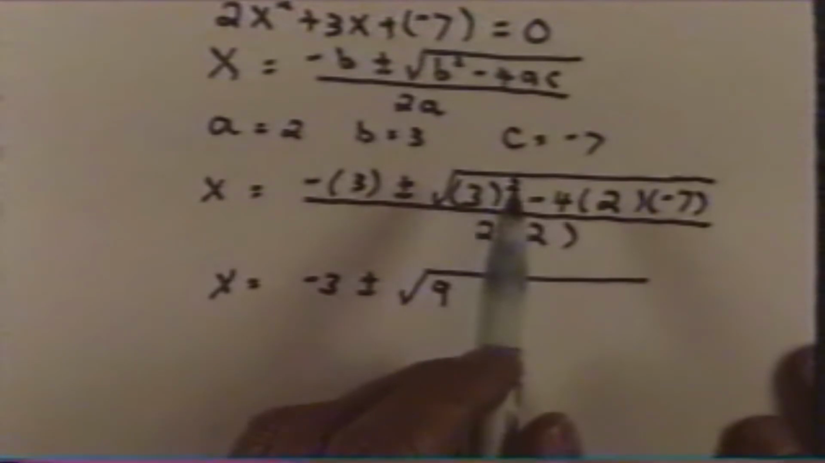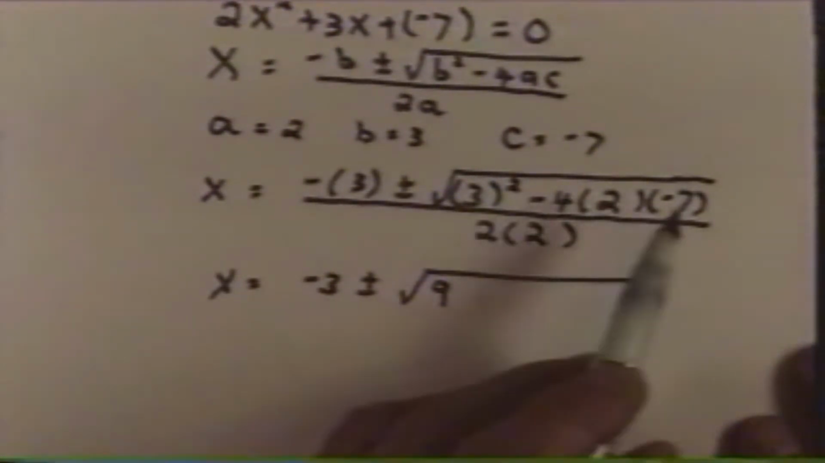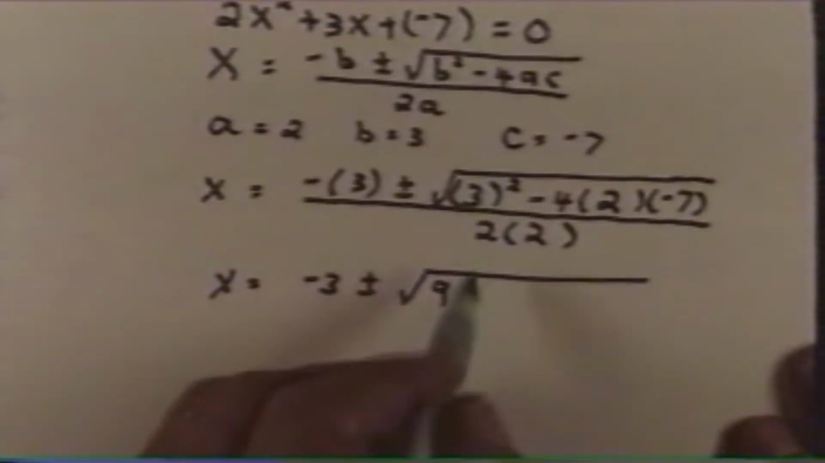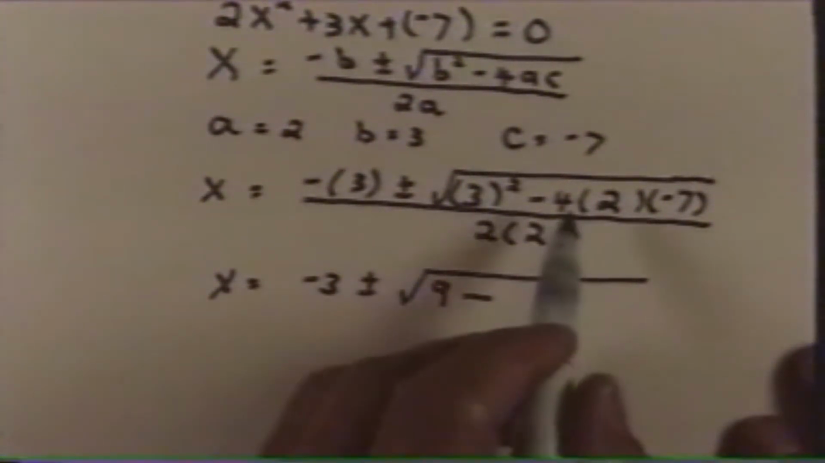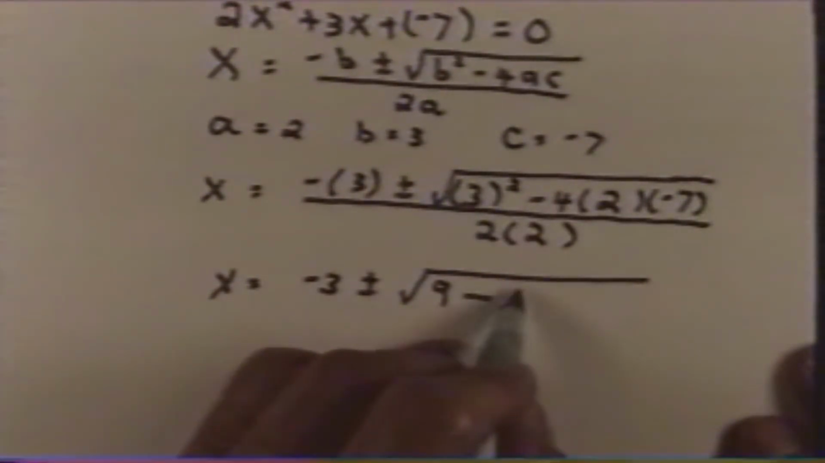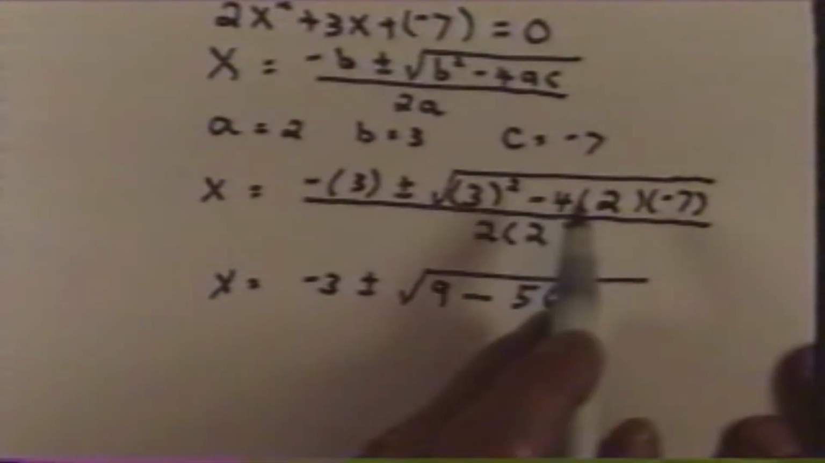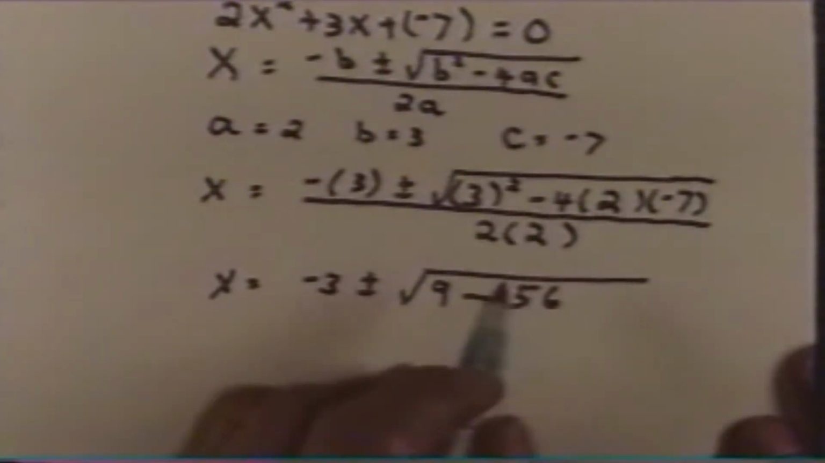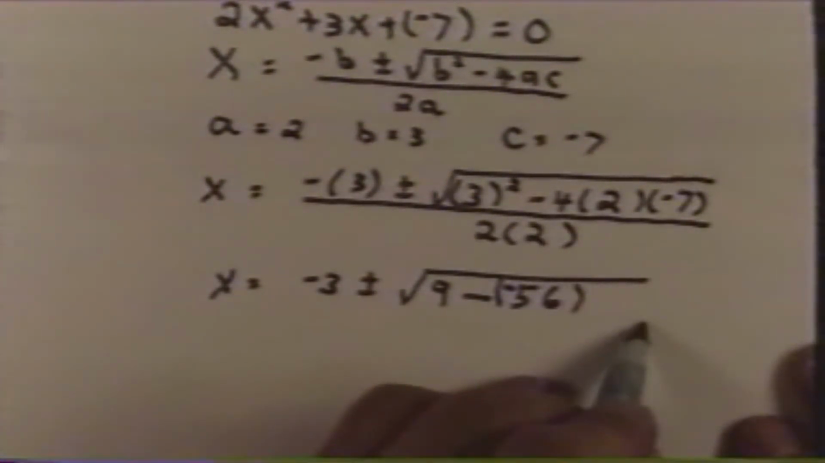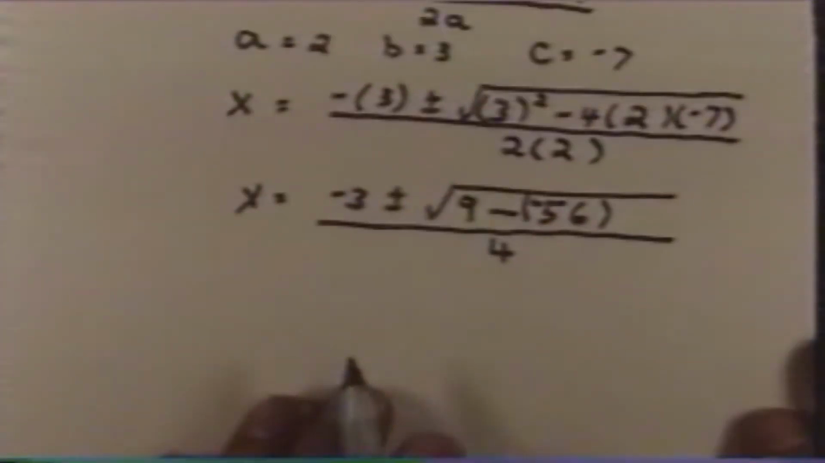Now, according to the order of operations, we do the exponents first, and then we do the multiplication. Well, I've already done the exponents, so I'm going to go ahead and do the multiplication now. So it'd be 9 subtract 4 times 2 is 8. 8 times 7 is 56. And a positive times a negative is negative. Over 2 times 2 is 4.